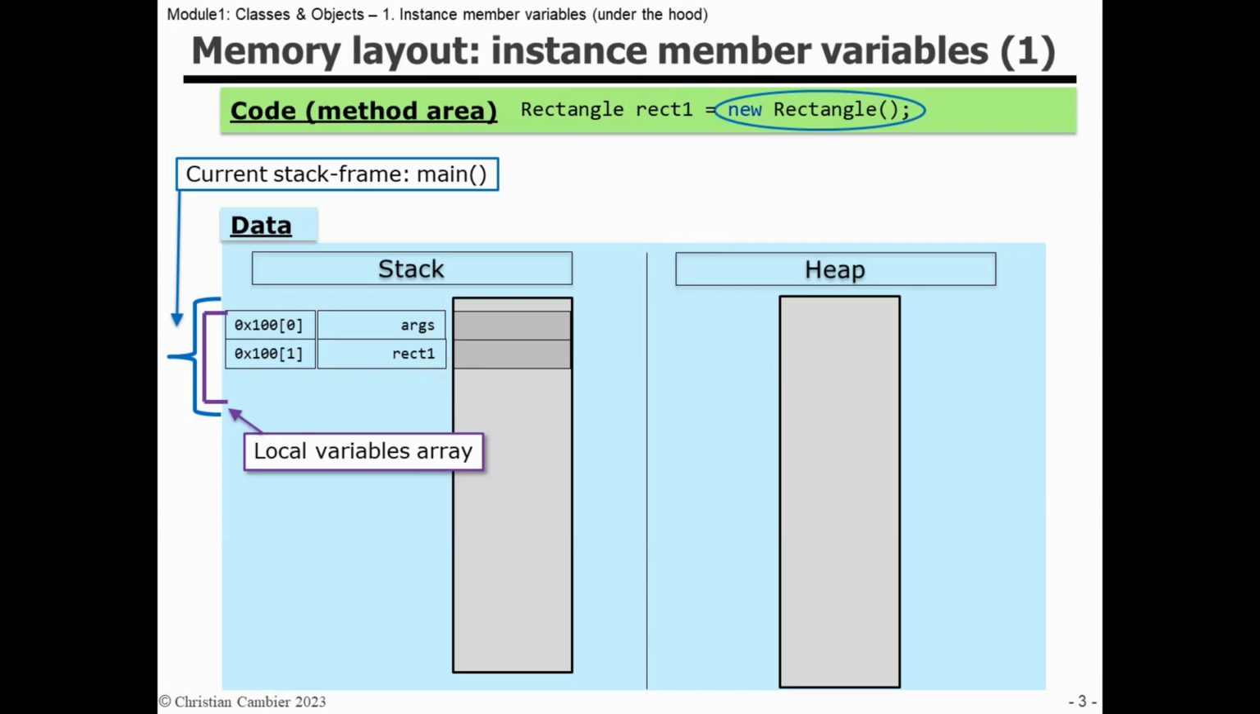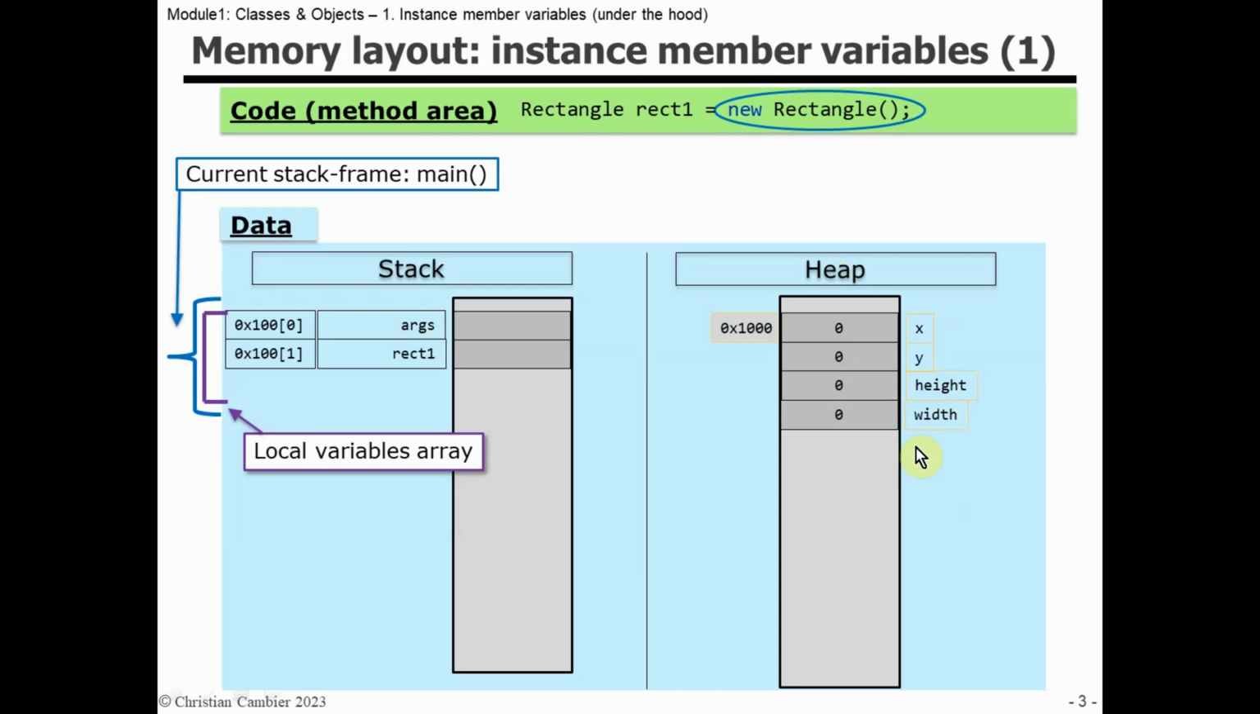Create an instance of the rectangle class using the new keyword. That has an effect on the heap, and memory will be allocated. And how big is the object? Well, class Rectangle has four properties, as we've seen. Four instance data members, x, y, height, and width, all of type integer. And so for each data member, space will be allocated in the object on the heap.